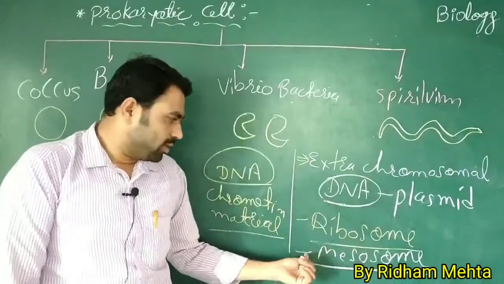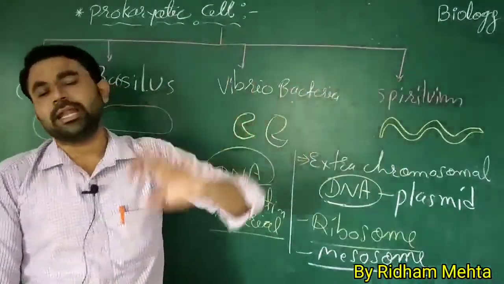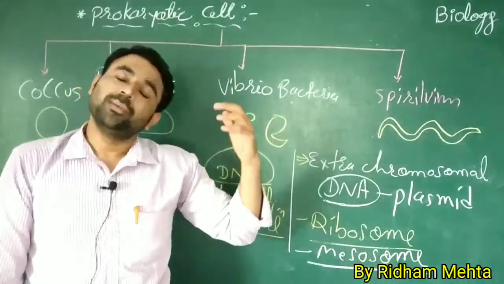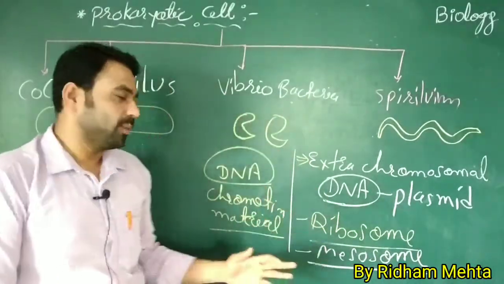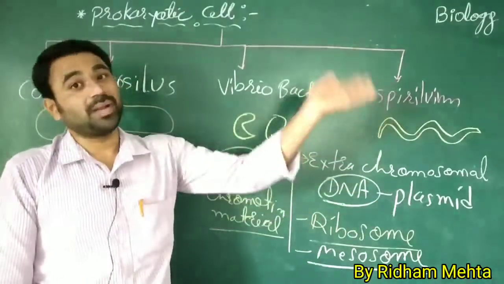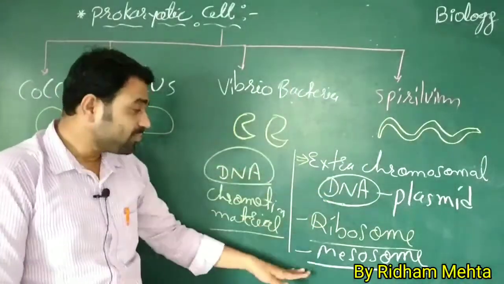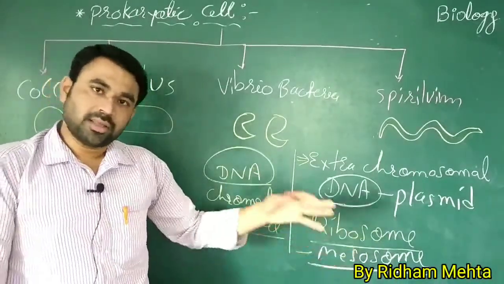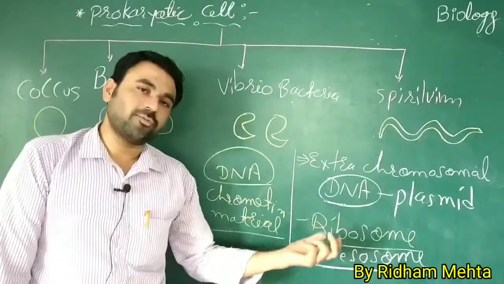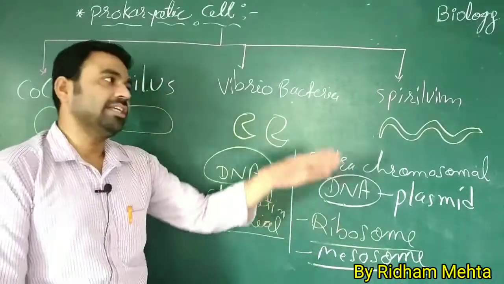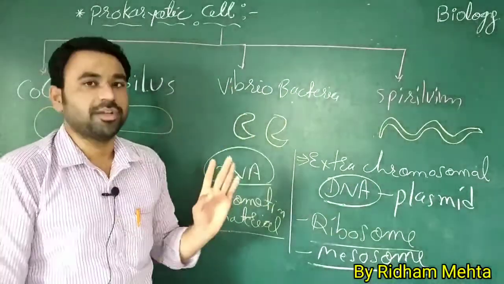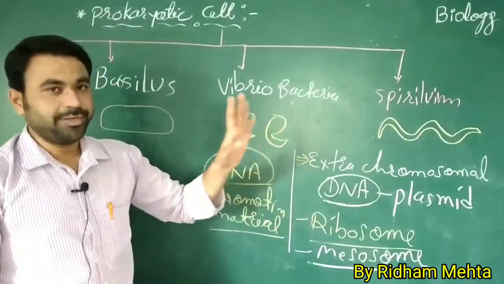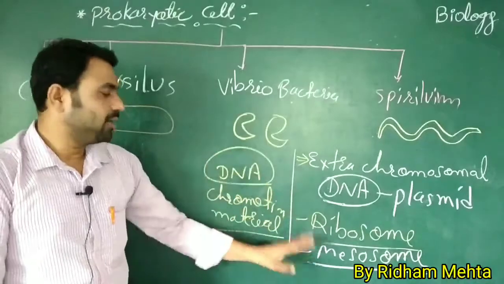Just like it, the mesosome is also producing the energy in the prokaryotic cell with the help of the plasma membrane. Mesosome arises from the plasma membrane. It originates from the plasma membrane. So this is a very important thing: mesosome originates from the plasma membrane, and it helps in the production of energy. So this is all about the plasmid or ribosome and mesosome.